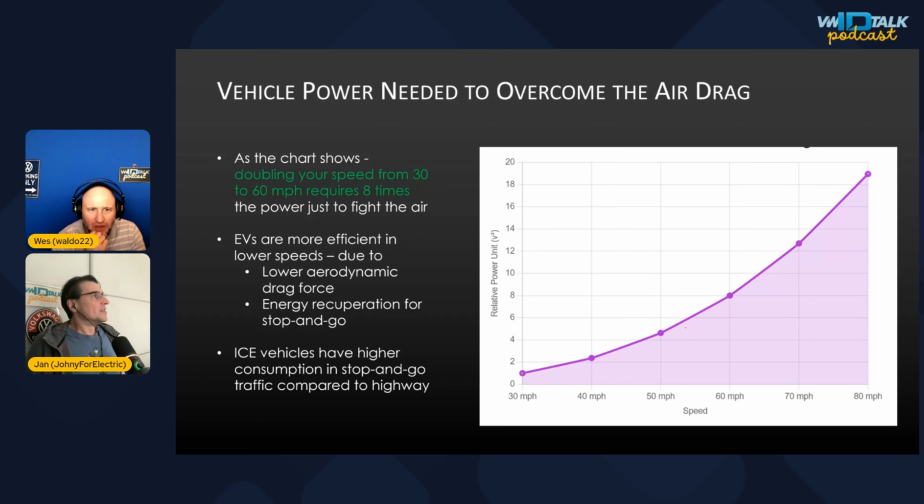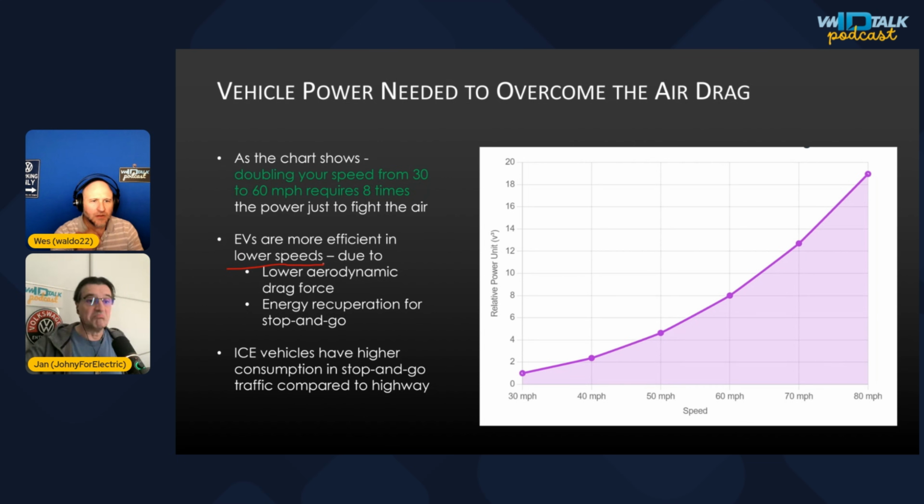Okay. Oh, wow. So this is the summary of what we've talked about: if you double your speed, from 30 to 60 miles an hour, or from 40 to 80, you need to use 8 times the power to fight the air. And that's what you were showing us with that equation earlier, where the power to overcome varies with the cube of the speed.